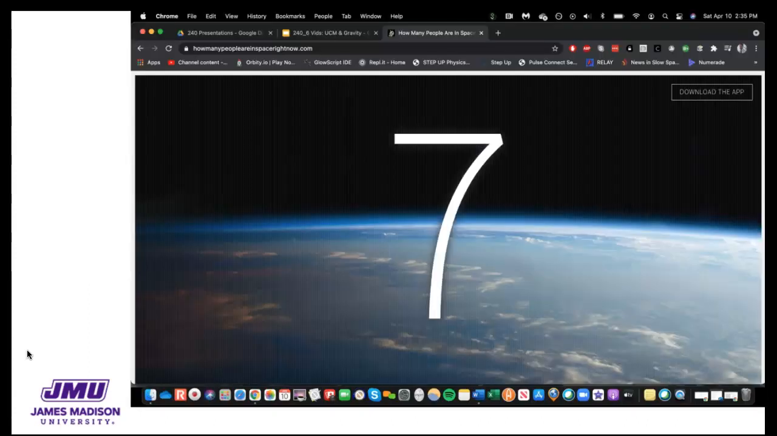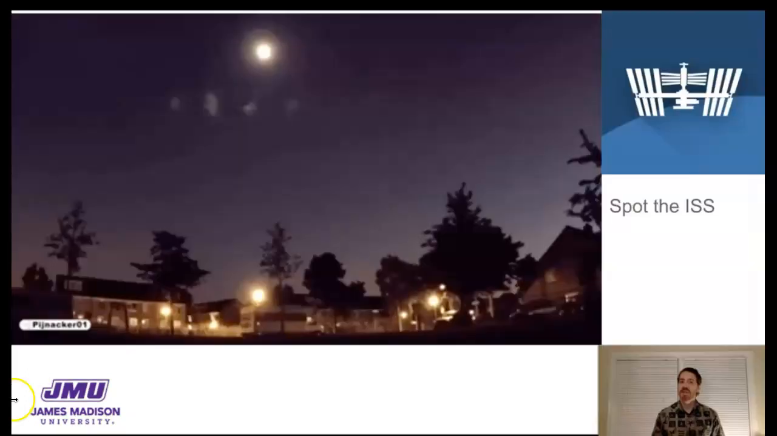I'd like to start with the question of how many people are in space right now, which is answered always by howmanypeopleareinspacerightnow.com. You can see the International Space Station if you know when to look and where to look. You don't need a telescope or anything, and it moves pretty quickly. If you've never seen it, you might want to check out the app.